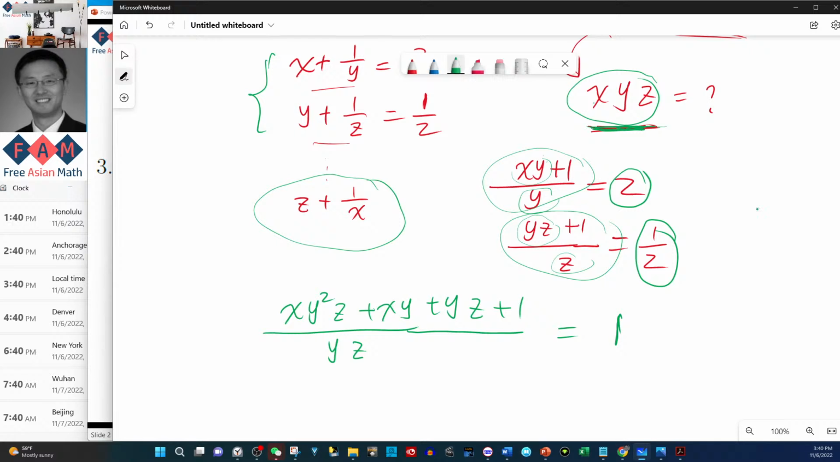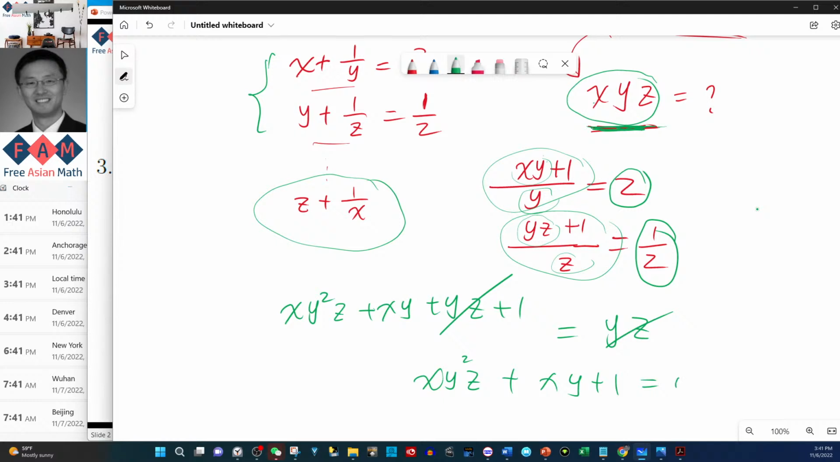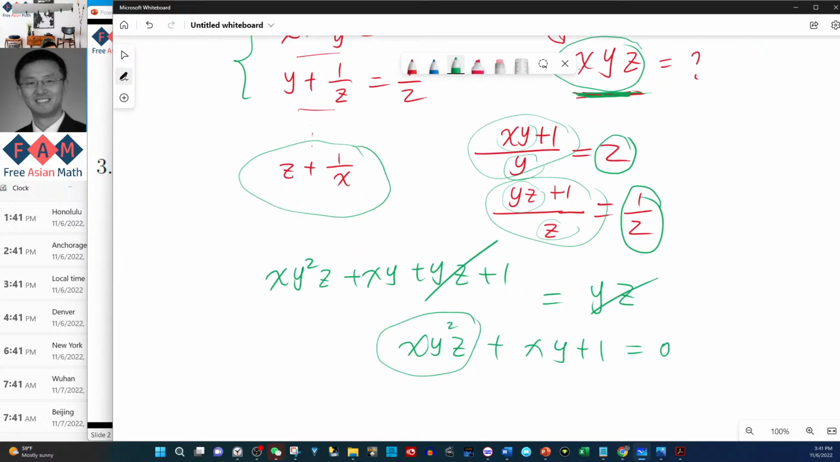Okay, now you see that we really want to get rid of the bottom, and now this becomes y times z, right? And then we can cancel out this. So this really becomes xyz times y squared plus xy plus 1 equals 0. Okay, so this is something close to what we want, but it has one extra y in the product.